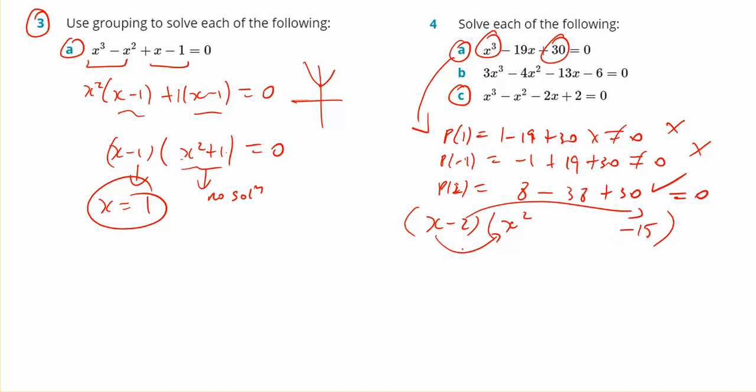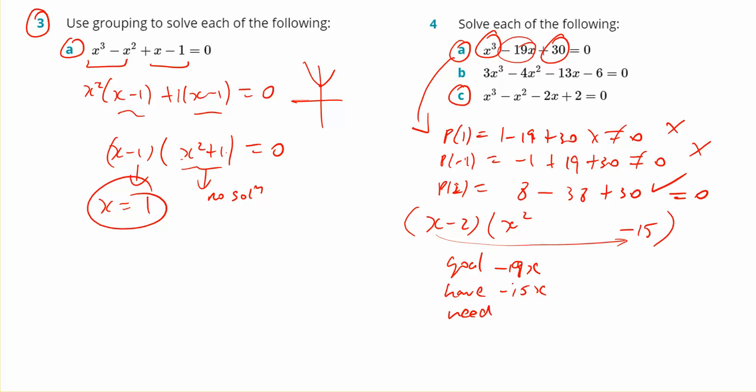Then, what's your goal? I have negative 19x here, so my goal would be negative 19x. What do I have? In terms of x's, x times negative 15, so negative 15x. So we need an extra negative 4x to get to negative 19x. To generate that, negative 2 times what gives you negative 4x? Must be positive 2x. So that's fully factorized.